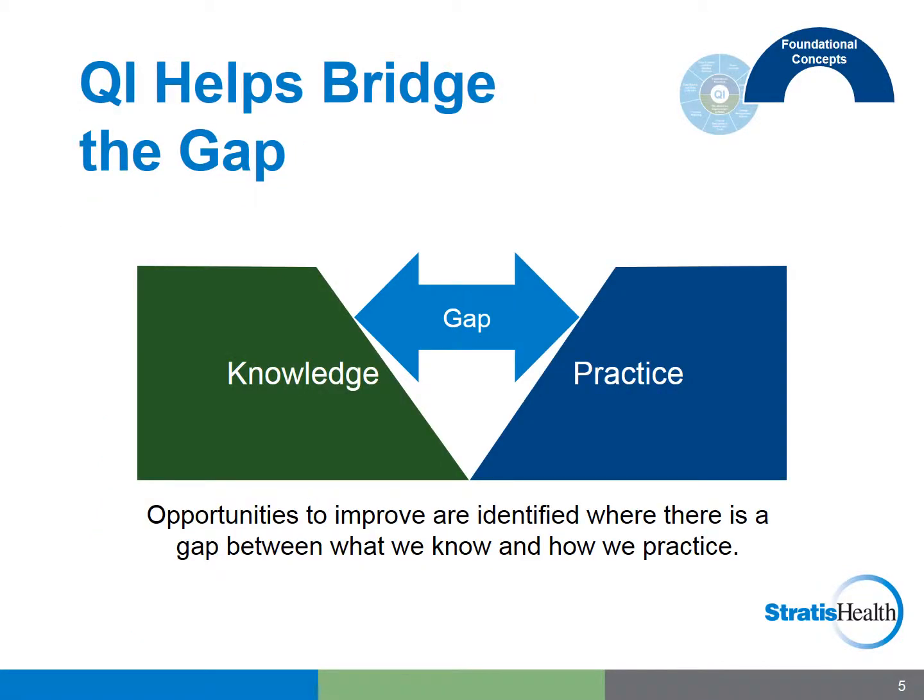Here you can see a representation of what we are trying to accomplish with quality improvement. We are trying to identify opportunities for improvement where there is a gap between what we know from research and identified best practices and how we actually deliver care. In healthcare, we are continually learning new and better ways to improve the health of the population and delivery of care to individuals. However, there's almost always a gap or delay in translating that knowledge into practice. Closing that gap is the role of quality improvement.